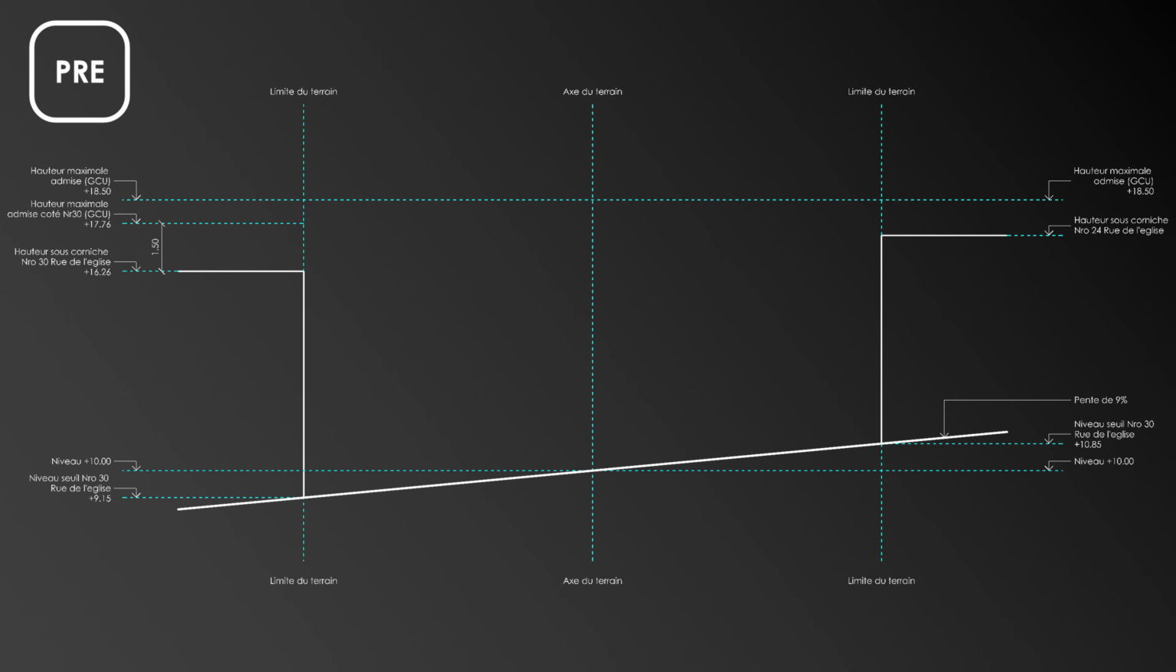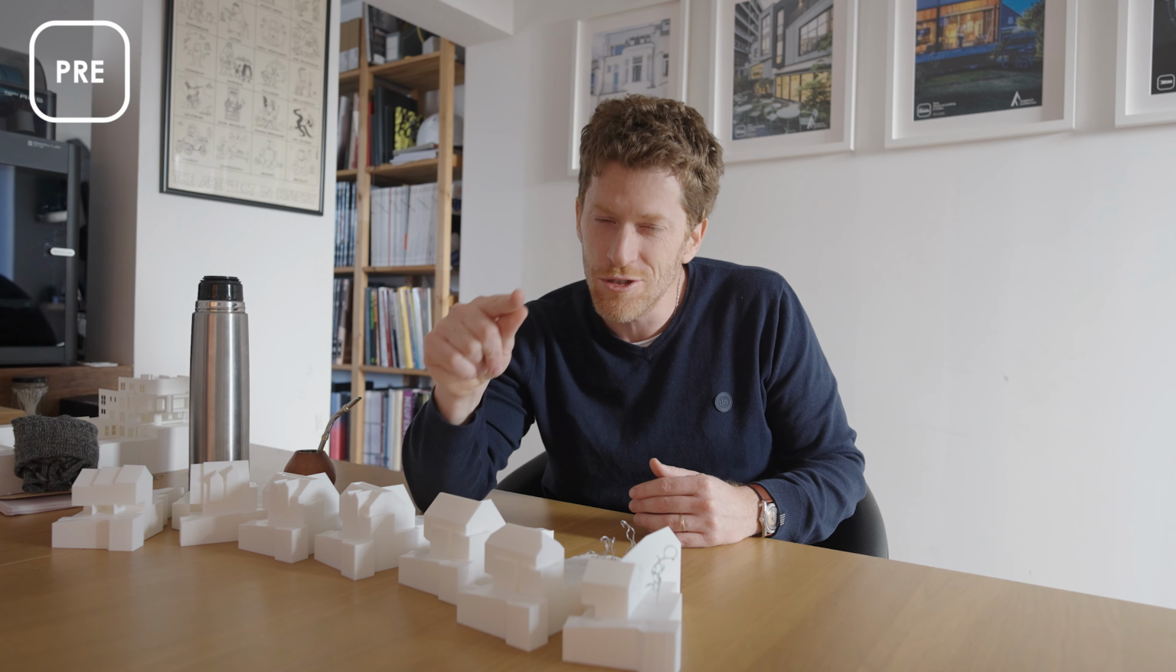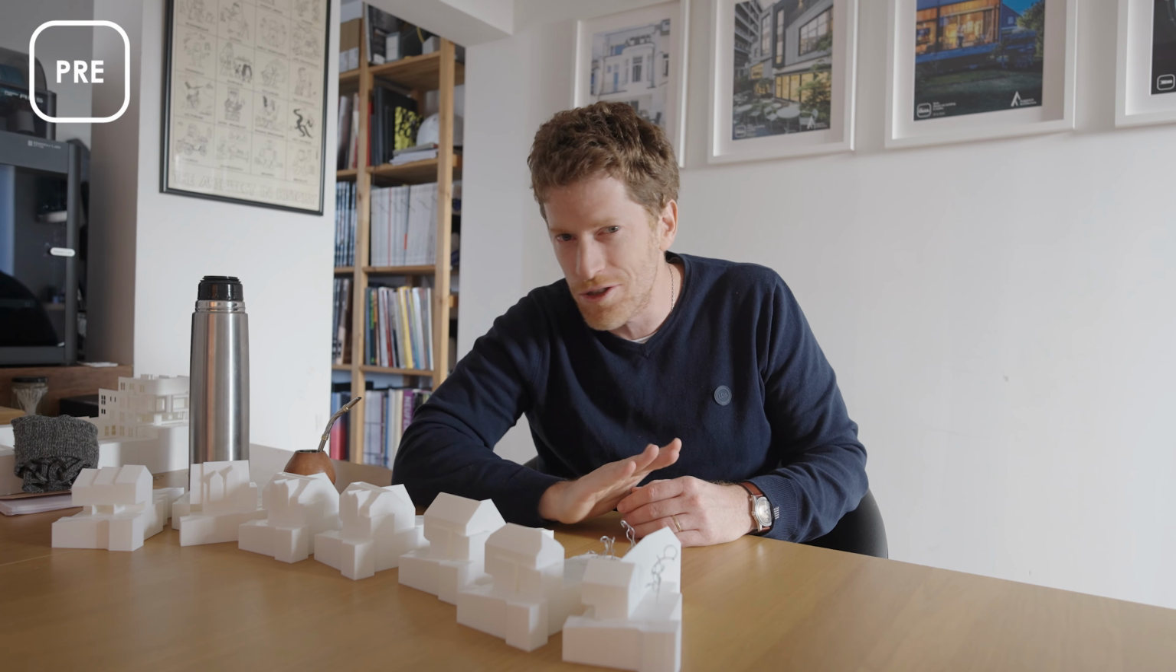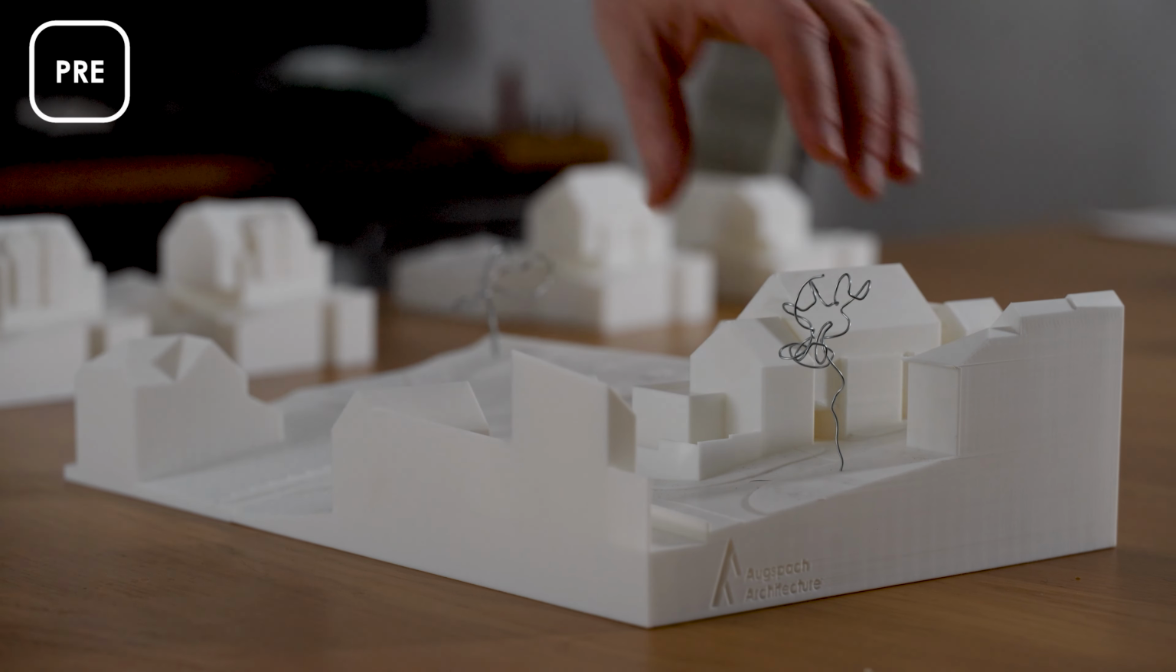about the legislation. Normally, the guidelines allow me to build up to a height of 8.5 meters. However, both my neighbors are below this height. So if I build that much, I'm pretty sure the council is not going to approve my building demand. So now the question remains, okay, what is the height I can actually build up to? And this is where the 3D models come in handy.